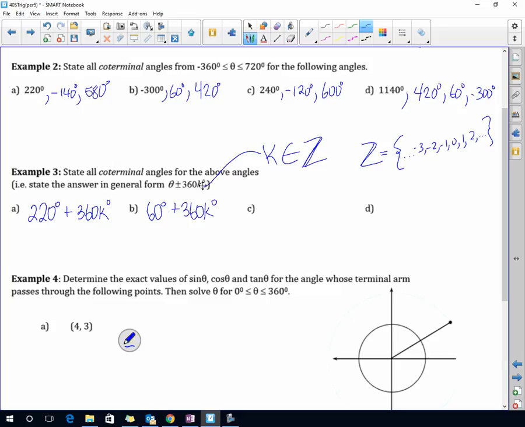It's forever. So C would just be 240 plus 360 degrees k. All the integers, not real numbers, integers. That's what k stands for. D would be, let's say, 60 plus 360k.